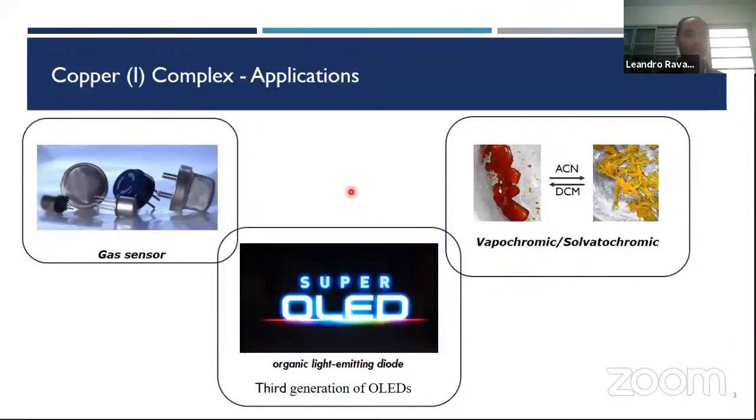The copper complex has applications in gas sensors, OLEDs, vapochromic and solvatochromic materials, catalysts, and others. Recently it is being requested for the third generation of OLEDs due to the high internal efficiency and light generation close to 100%.